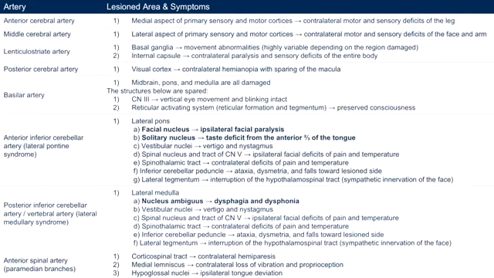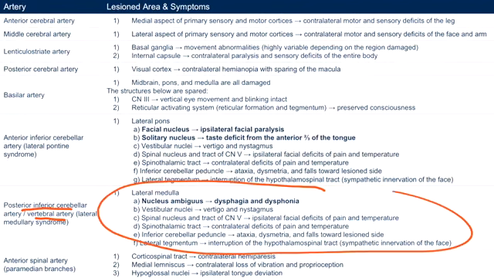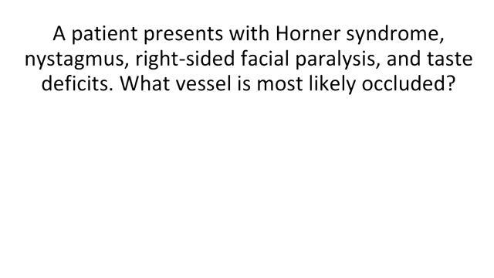From table 8.4, we can see that damage to the posterior inferior cerebellar artery or the vertebral artery can both result in lateral medullary syndrome. On the right, we have a list of structures that are compromised and the corresponding symptoms. Okay, let's do another question. A patient presents with Horner syndrome, nystagmus, right-sided facial paralysis, and taste deficits. What vessel is most likely occluded?